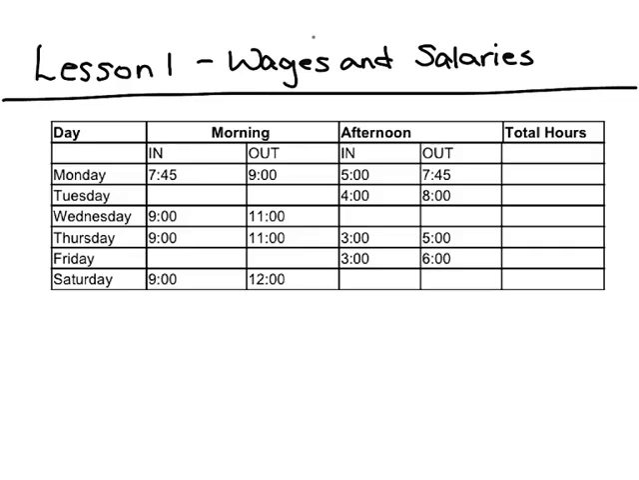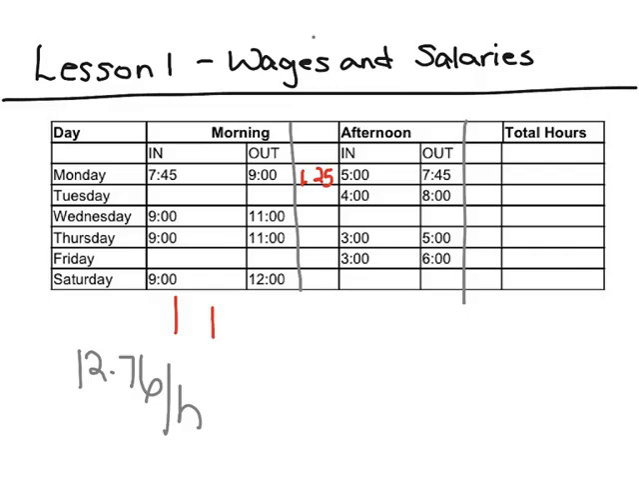Okay, you work as a part-time warehouse technician and you get paid $12.76 per hour. You keep your own time card. How much did you make this week? So this time you have check-ins and check-outs. For Monday you work from 7:45 to 9. So 7:45 to 8:45 is an hour, plus another 15 minutes is 1.25. In the afternoon you work from 5 to 7:45. So that's 5 to 6 to 7, so 2 hours, plus another 45 minutes, which is 0.75. So altogether, you worked 4 hours that day.